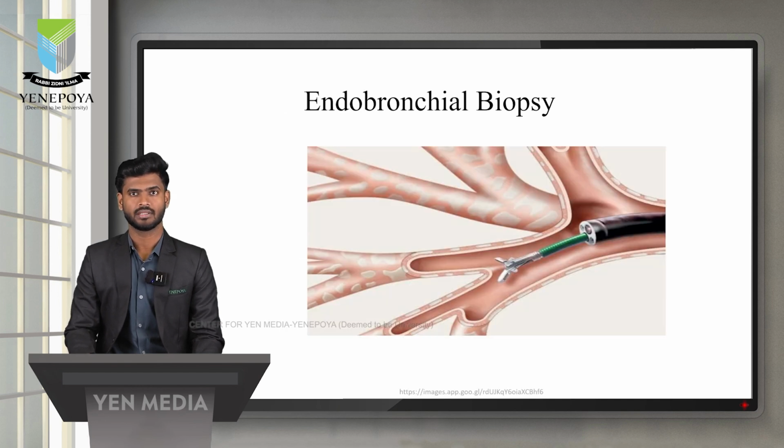You can see the bronchoscope is inserted in the larger airways, and from the working channel the forceps is inserted. The forceps takes some tissue particles from the lung parenchyma for examination purposes.